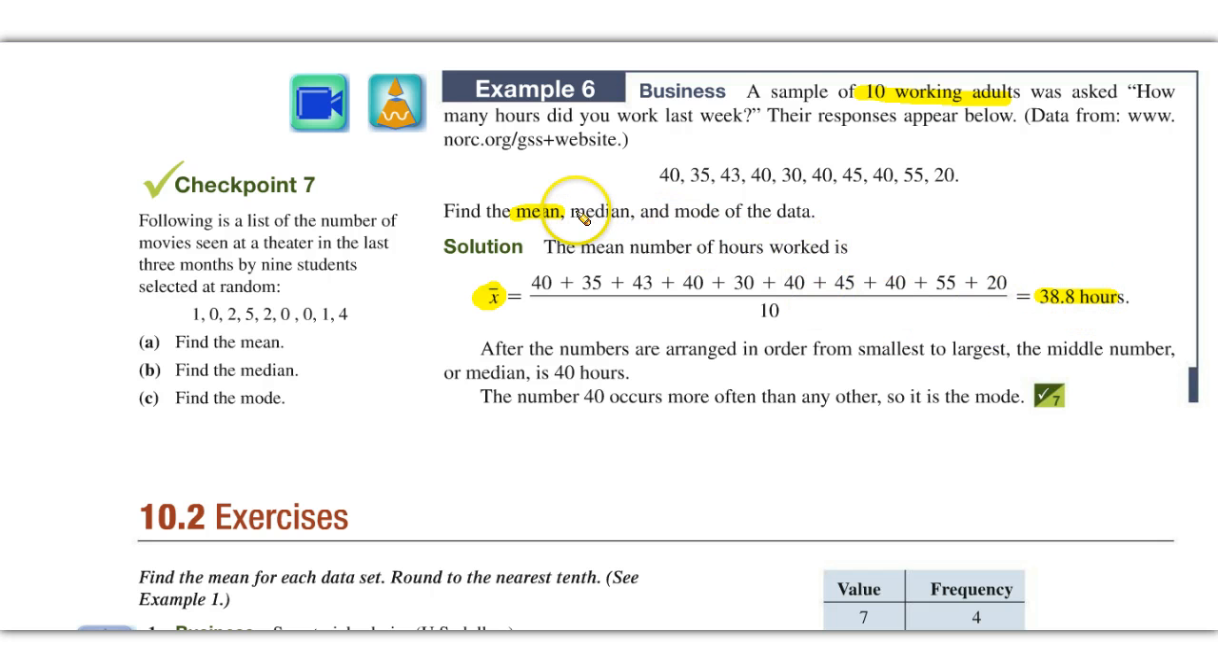And they want to find the median. So once they are put in order, they're not in order here, you'd have to put them in order, the middle numbers are actually a 40 and a 40, so when you add them together you get an 80, divide by 2, it's 40. And 40 occurs more than any other, so 40 is the mode.